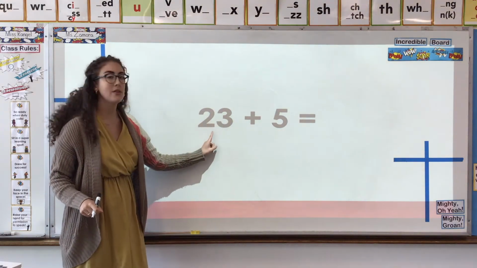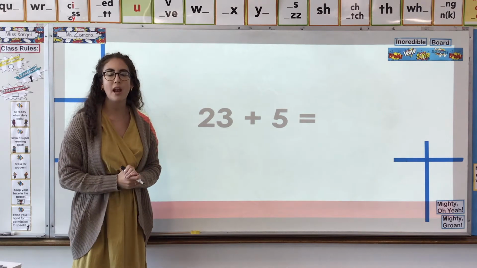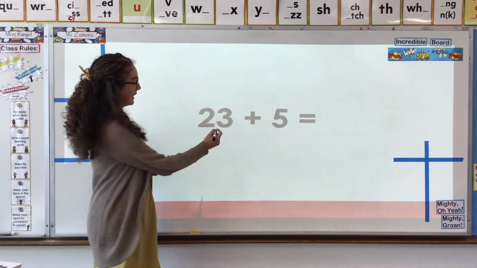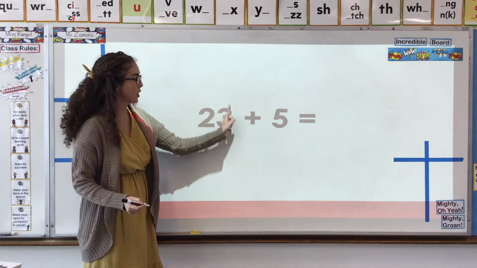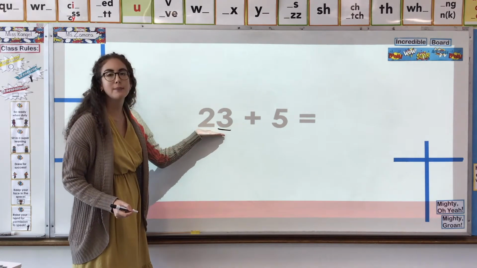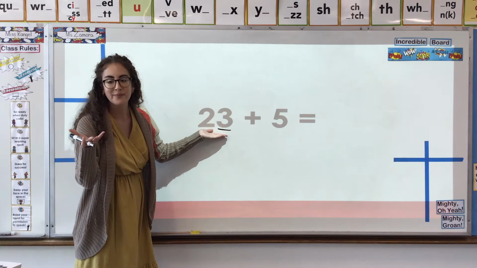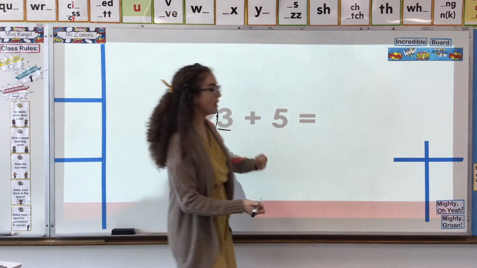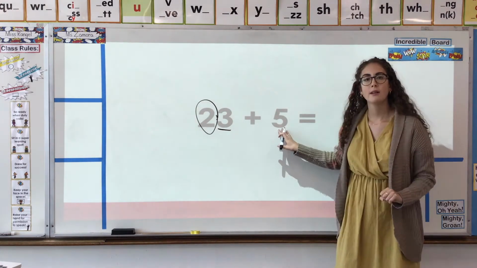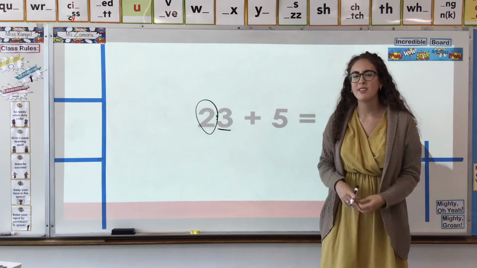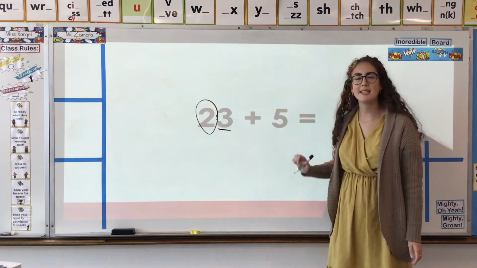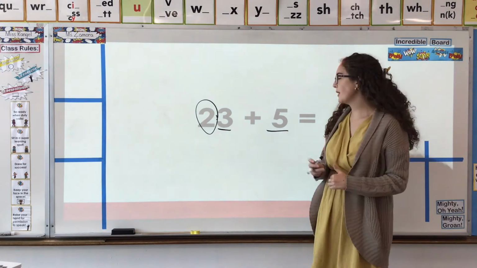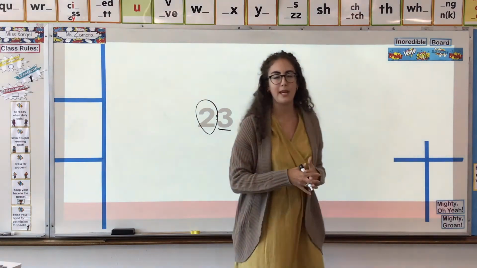And 23. What number is in the ones place? The 3, because it's farthest to the right. So then, which number is in the tens place? The 2, because it's the first number. Well then, what about 5? What place is this 5 in? If it's just all by itself, what place is this 5 in? It's in the ones place. If a number is just by itself, it's always in the ones place.